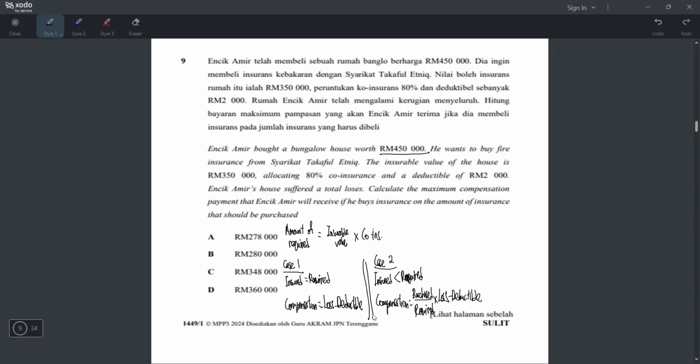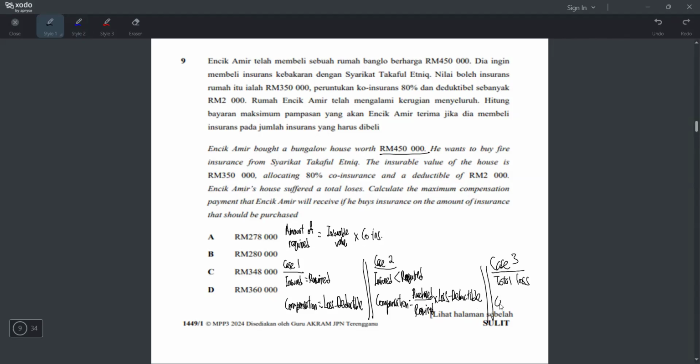Next, last one, let's talk about case 3. Case 3 is when you suffer total loss. So if you suffer total loss, then we don't care whether you buy less than the required or buy exactly at the required. We don't care already.